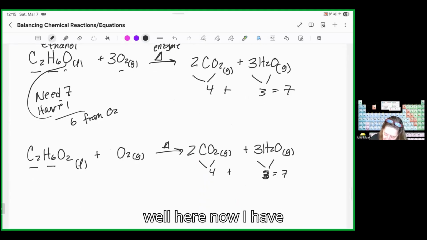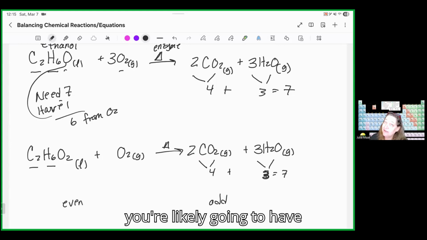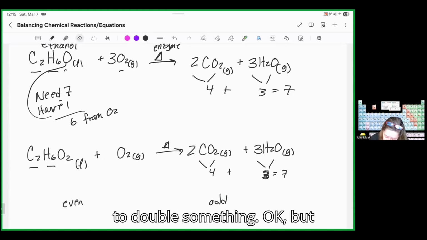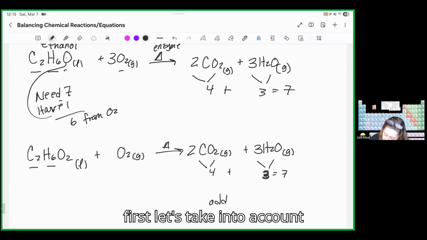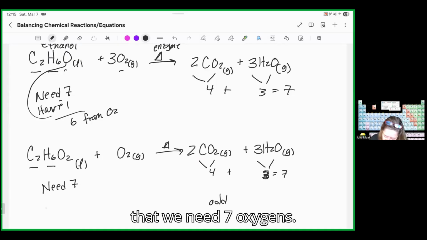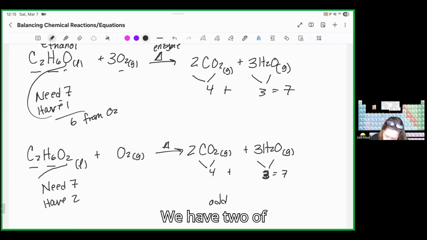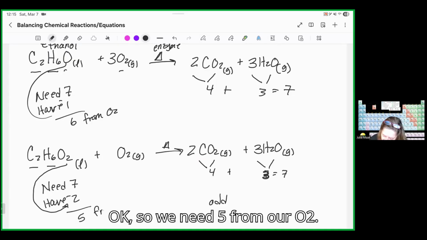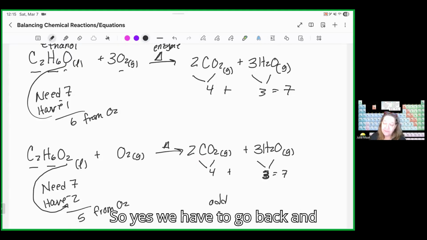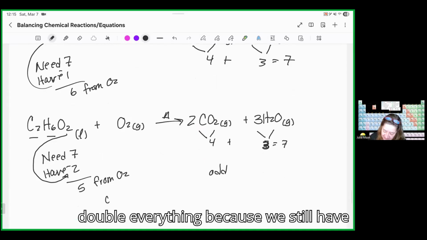Well, here now I have the odd and even, so you're likely going to have to double something, okay? But first, let's take into account that we need 7 oxygens. We have 2 of them right there. Okay, so we need 5 from our O2. So yes, we have to go back and double everything because we still have the even.